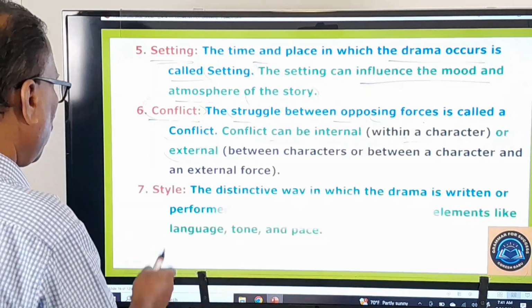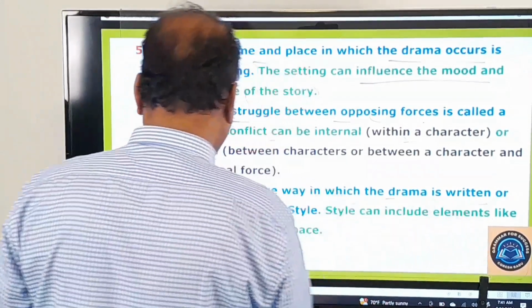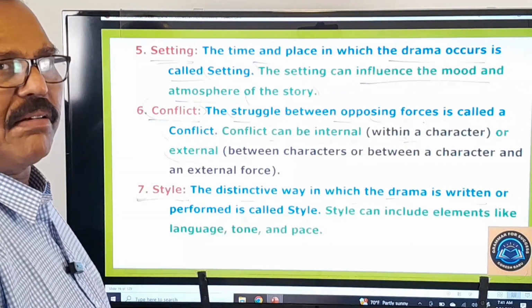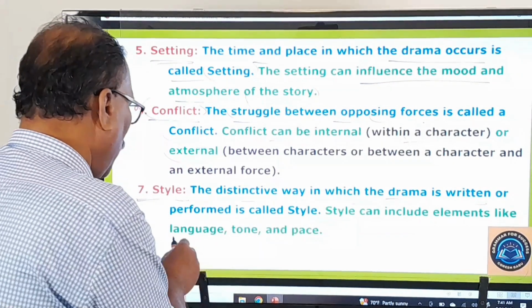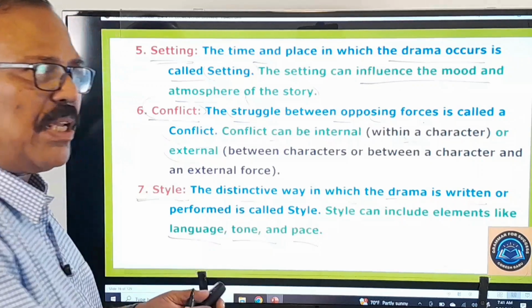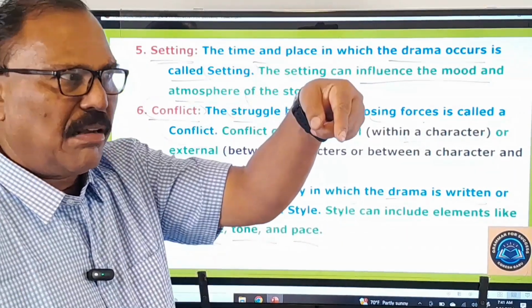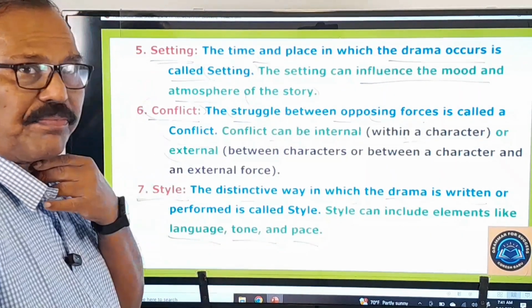You go to the next one, style. Style is very important. The strict way in which the drama is written and performed is called style. Style is also a very important element of drama. Style can include elements like language, tone, and pace. So here style means the language used in that movie or drama is also very important. The tone.